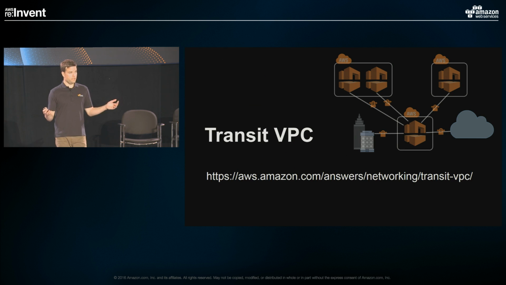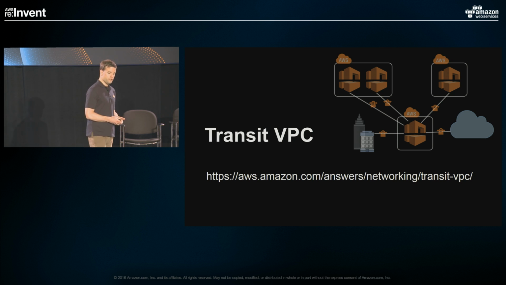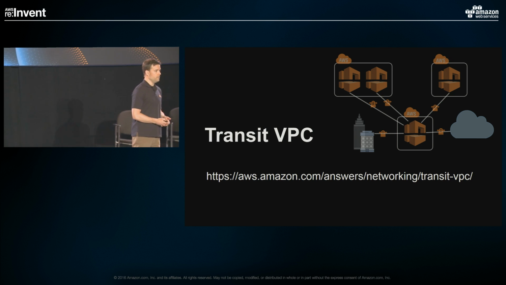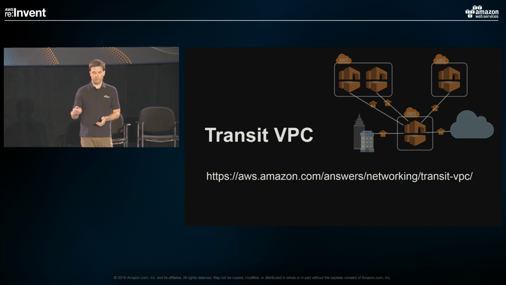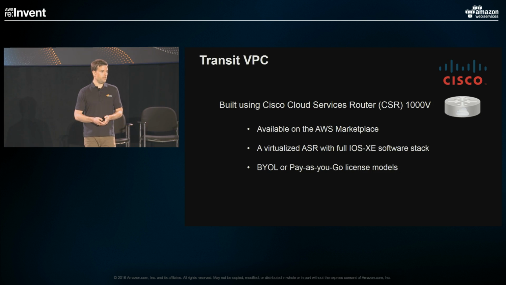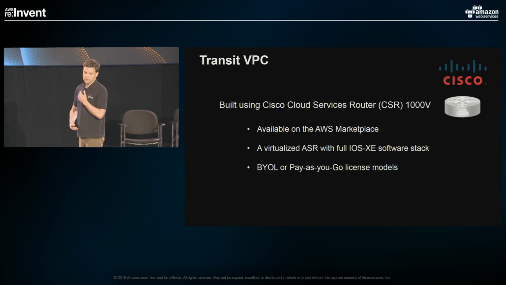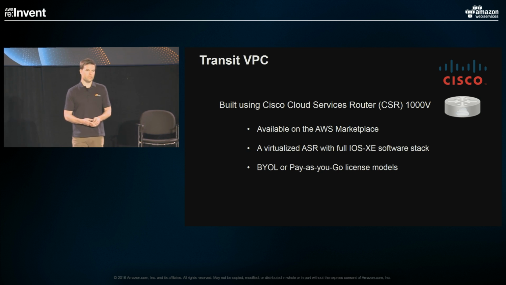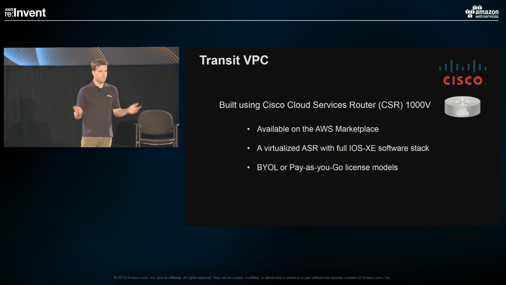So if this sounds like something you're actually interested in, the Solution Builder team at AWS has built a solution for Transit VPC, and we're going to talk a little bit about how that works. There's a CloudFormation template that sets all of this up for you. It's based off the Cisco Cloud Services Router, the CSR, which is a full stack virtualized ASR. So it has all the features of your hardware ASR, but with a BYOL, a pay-as-you-go license model.